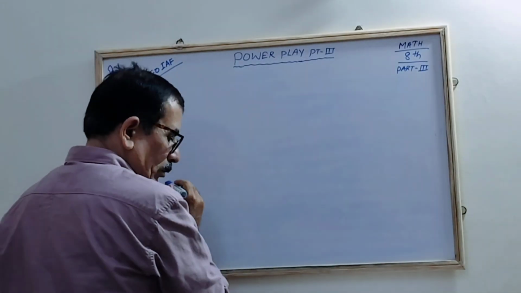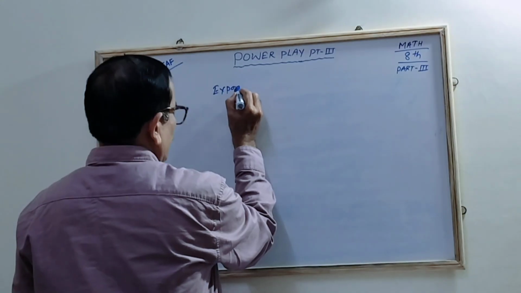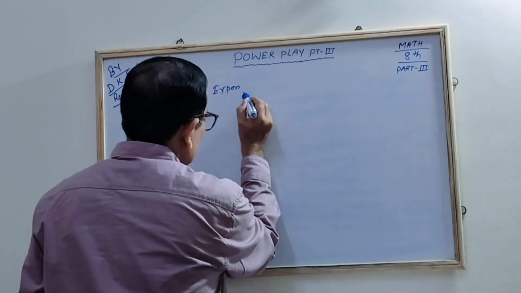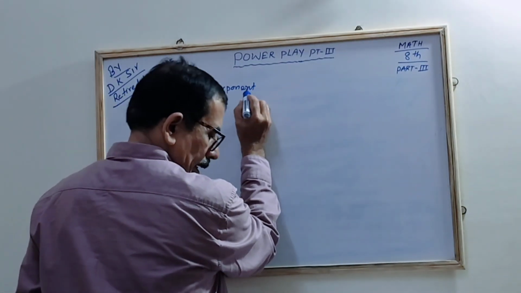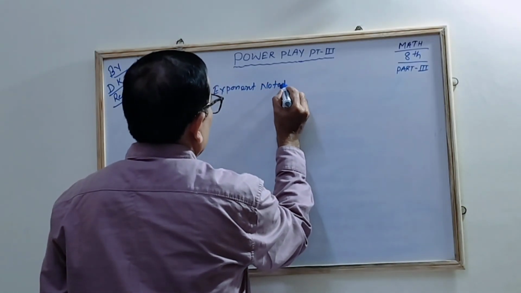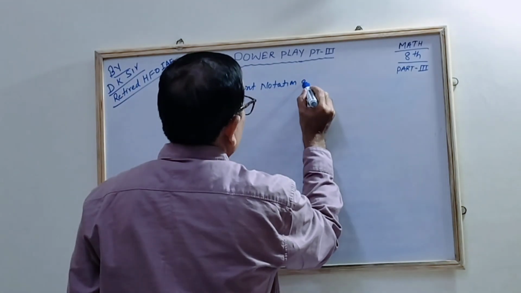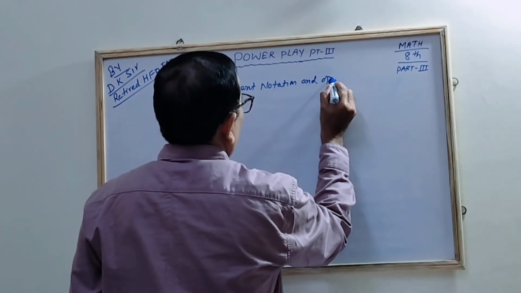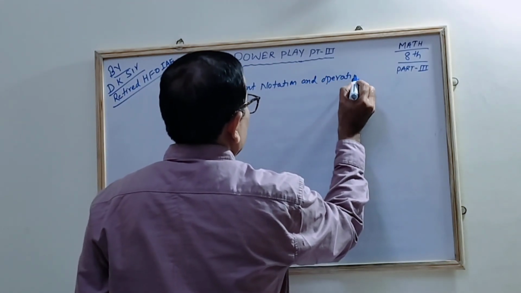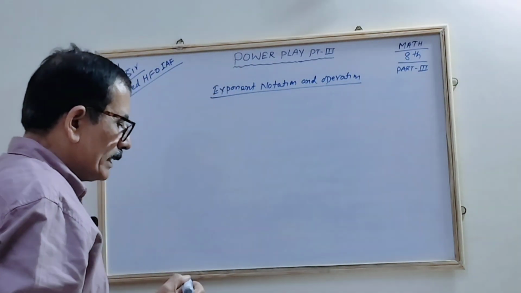Exponent notation and operation. The exponent notation and the operation, correct?